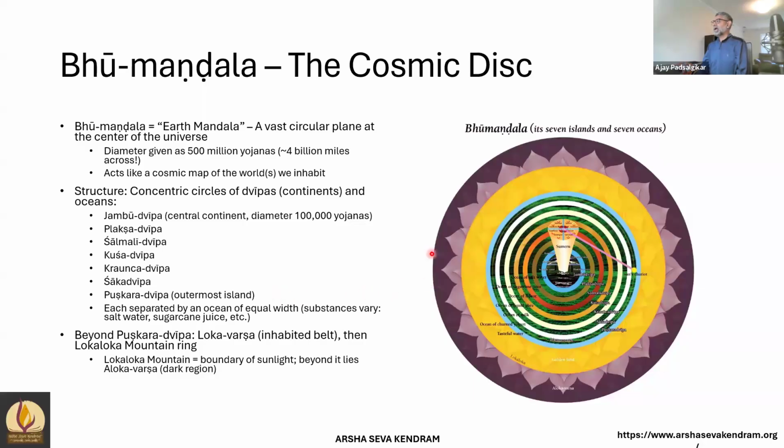And then at this point, this is the end of the observational Brahmanda or observational Bhumandala. This is the boundary of sunlight. Beyond it lies Aloka Varsha. So it is actually something which the sun cannot illuminate. Now that is a very interesting concept as well, because it relates very well. The last island, Pushkara Dvipa, relates to the orbital dimensions of Uranus. So it is quite interesting. As we go along, we'll see that.